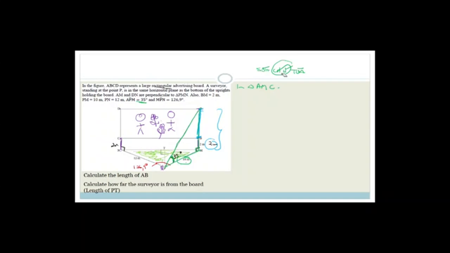We are going to use tan, because we want this side, the opposite, and we've got the adjacent. So tan of 35 degrees is equal to the opposite side, AM, all over the adjacent side, which is 10 meters. That is triangle AMP. So tan 35 degrees equals AM over 10. Therefore AM, the whole of this, is going to be 10 tan 35 degrees.